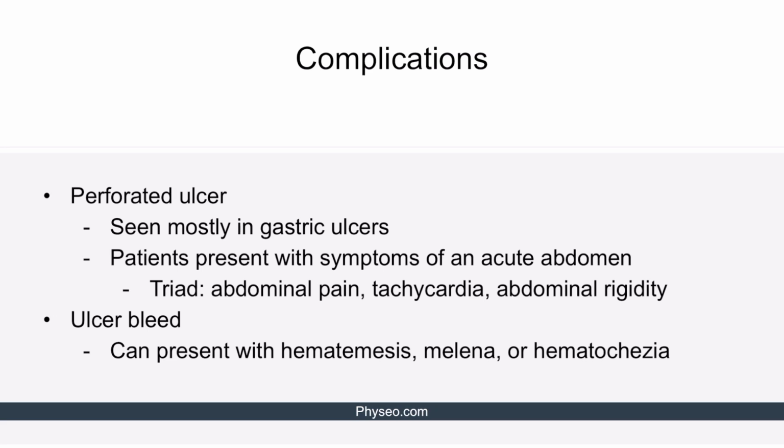Now let's spend some time talking about the complications of peptic ulcer disease. All patients with peptic ulcer disease are at risk for developing a perforated ulcer. Perforation is more commonly seen in gastric ulcers than in duodenal ulcers. Patients present with symptoms of acute abdomen, of which the classic triad includes abdominal pain, tachycardia, and abdominal rigidity. Patients can also develop acute bleeding of their ulcer. This can present with hematemesis, melena, or hematochezia.